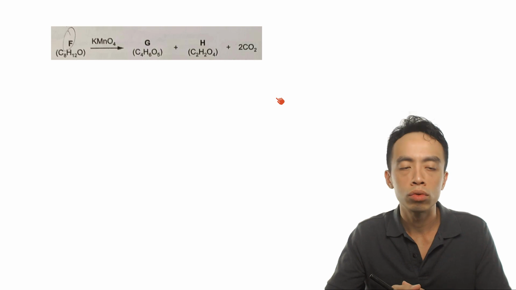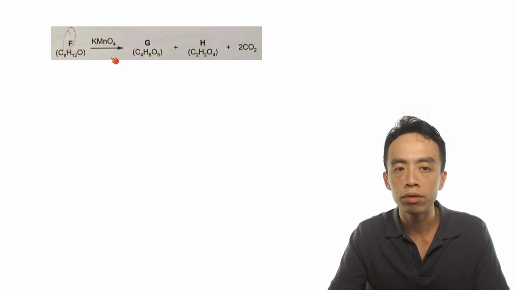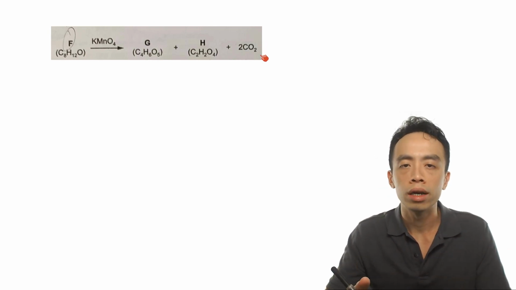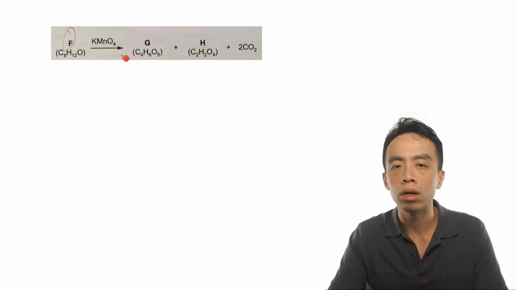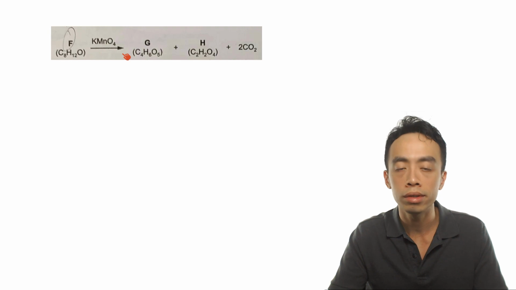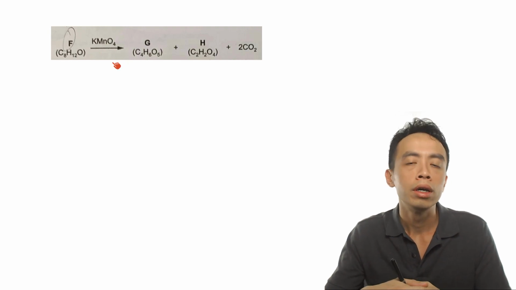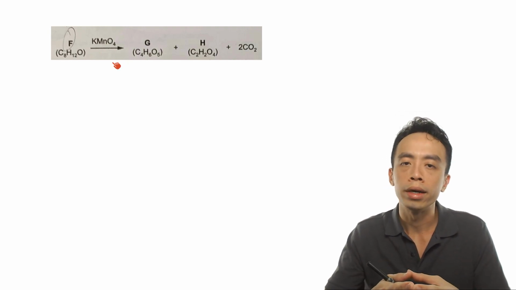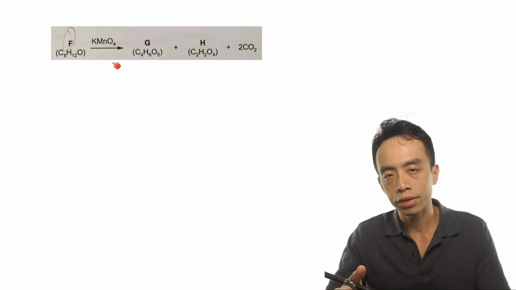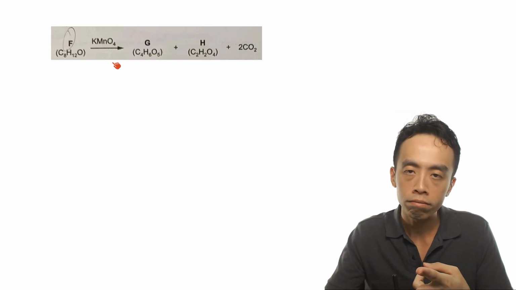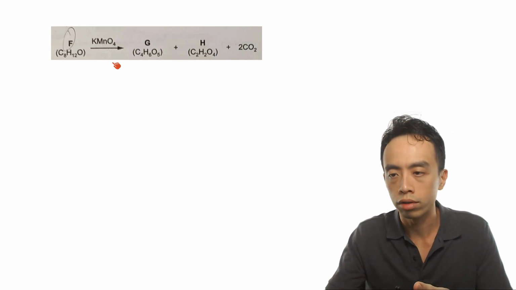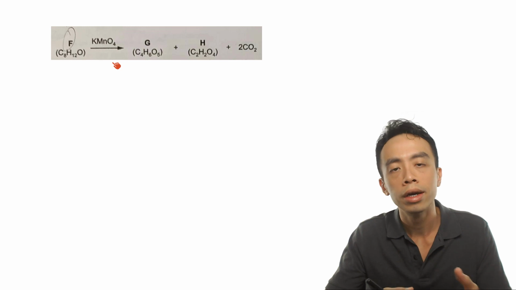Now the next thing we want to do is analyze this particular process, F oxidized by KMnO4 to G and 2 carbon dioxide. If there are alkene functional groups present in F, then this reaction with KMnO4 will be oxidative cleavage and the C=C will break. Depending on the groups attached to my alkene carbon, the products of oxidation of alkene will be ketone, acid, or carbon dioxide and water. These are some of the possible products that can be formed.